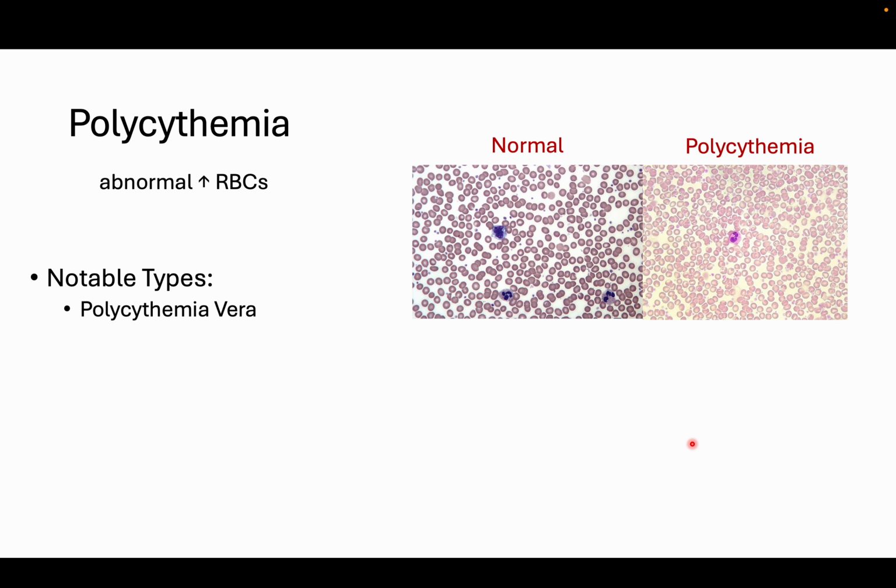Notable types include polycythemia vera. This is a bone marrow cancer that causes uncontrolled red blood cell production. Symptoms include dizziness, having a hematocrit of 80%. Blood volume can double, leading to engorged blood vessels and severely impairing circulation. You can also have secondary polycythemia, which is more of a physiological response.